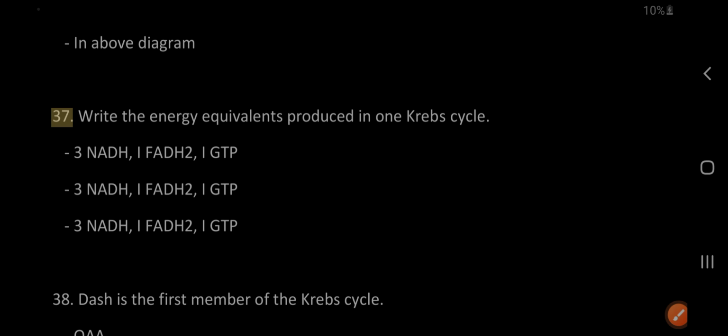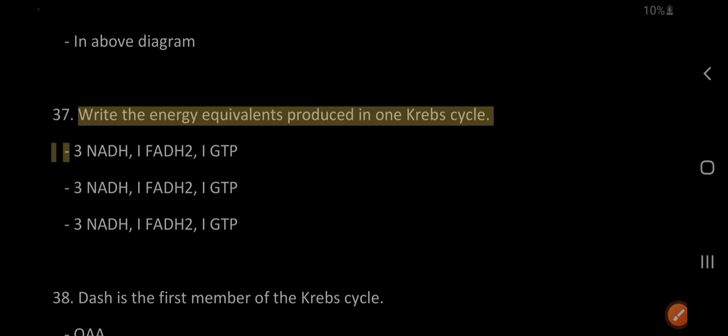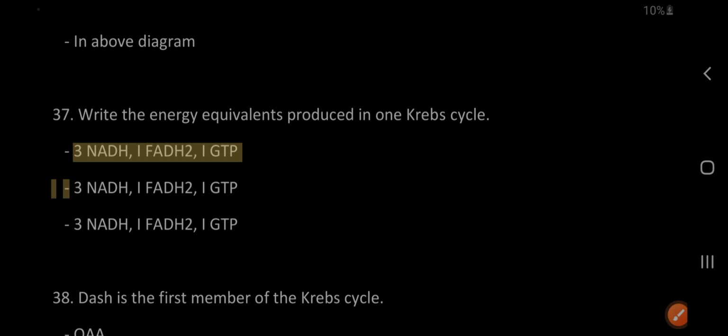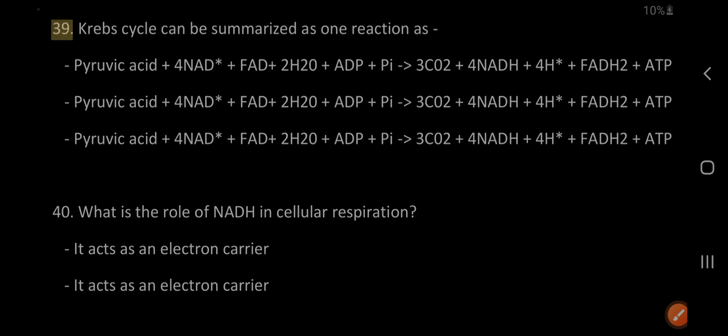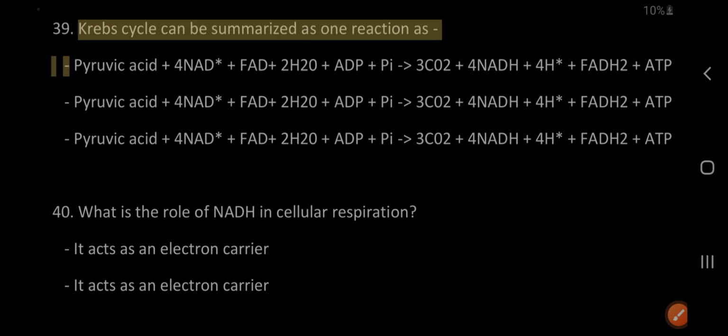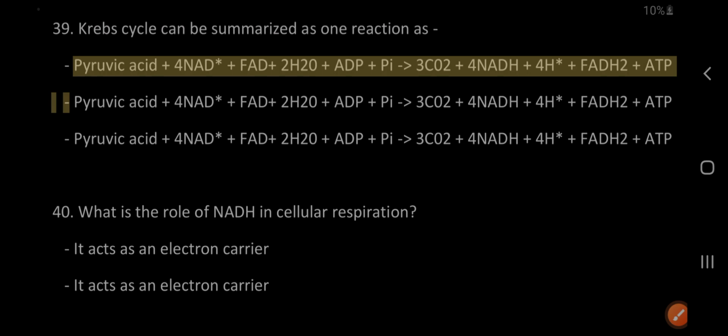37. Write the energy equivalents produced in one Krebs cycle. 3 NADH, 1 FADH2, 1 GTP. 38. OAA is the first member of the Krebs cycle. 39. The Krebs cycle can be summarized as one reaction: pyruvic acid plus 4 NAD plus plus FAD plus 2 H2O plus ADP plus Pi gives 3 CO2 plus 4 NADH plus 4 H plus FADH2 plus ATP.